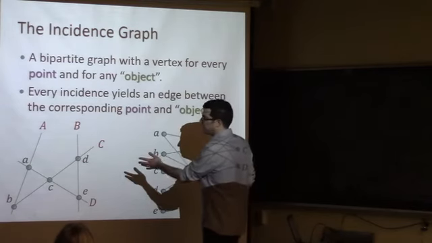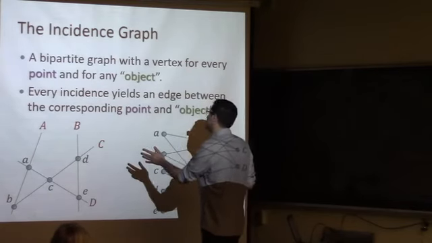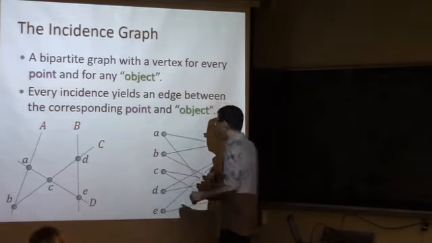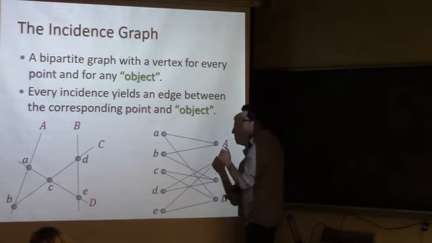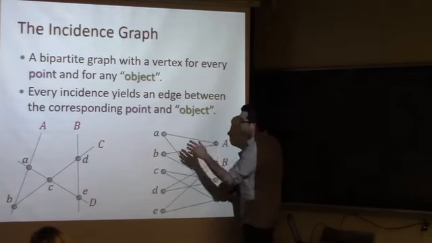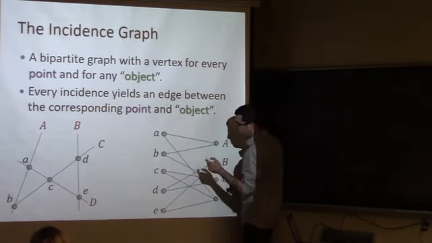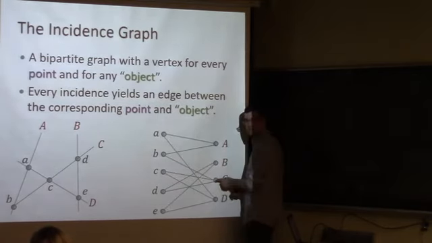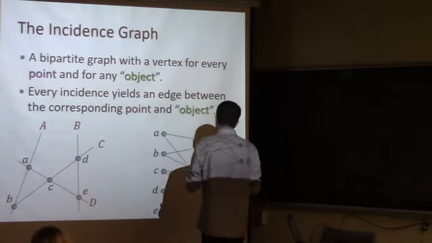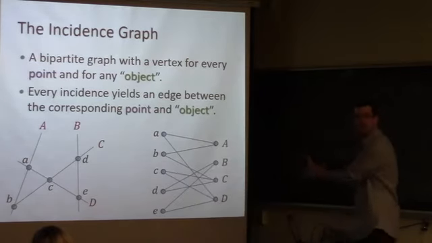So we have an incidence problem, points and some objects. We're going to define a graph. On one side, there's a vertex for every point, and on the other, there's a vertex for every object, line in this case. And there's a bijection between the edges and the incidences. So if point D is on line C, we'll have point D has an edge to line C. That's all. We just kept some of the information of the problem in this graph.